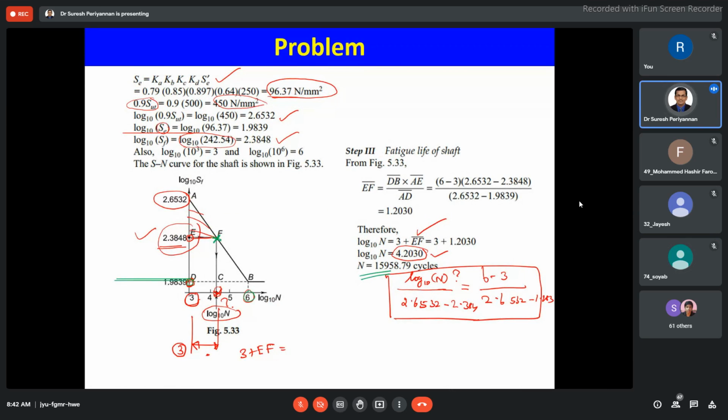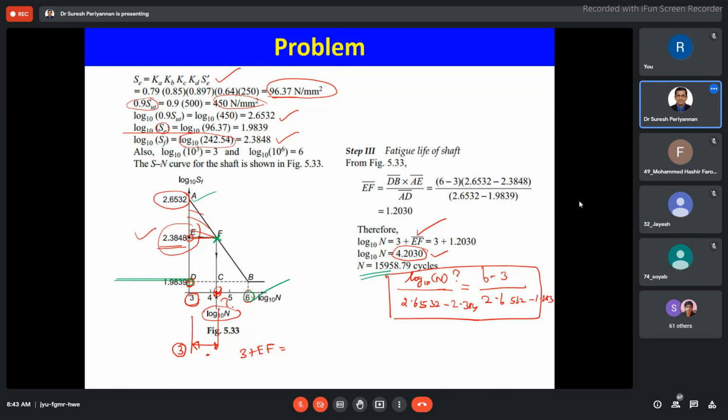But in between, we would like to see our life. If we know the stress, we would like to find out the life of the component. Suppose you don't know the stress, because as I already told you, the same material or the same component was already tested in the laboratory. We have the standard SN curve. In the standard SN curve, we know the material's standard SUT value, the ultimate strength value. This is a standard value.